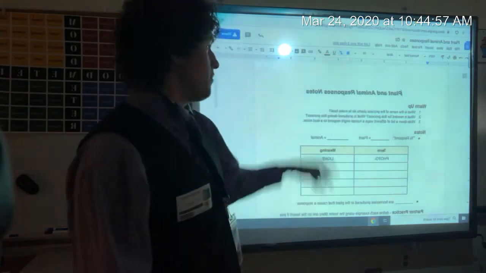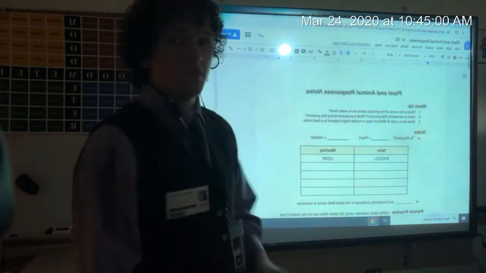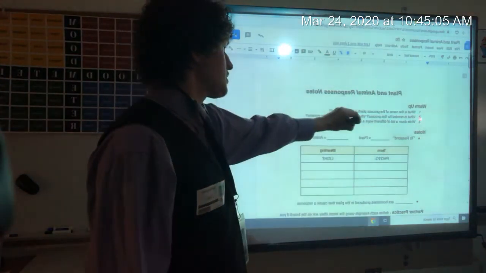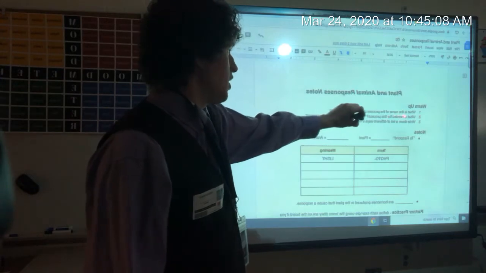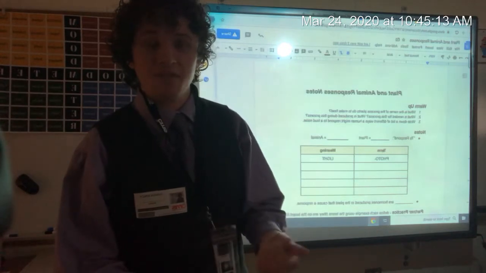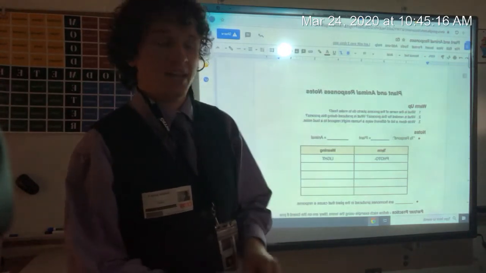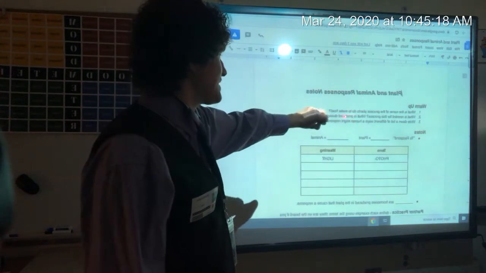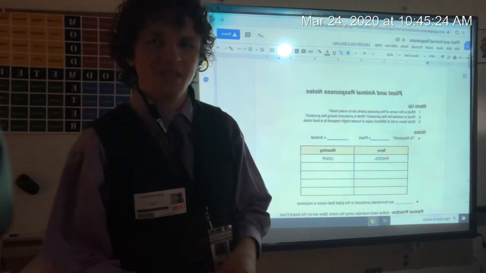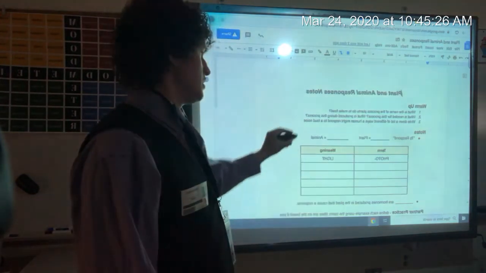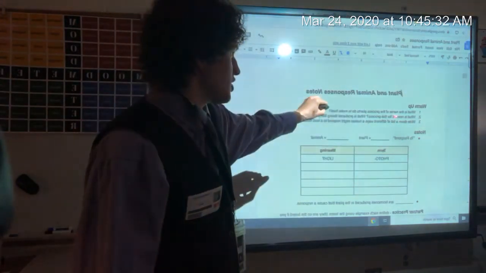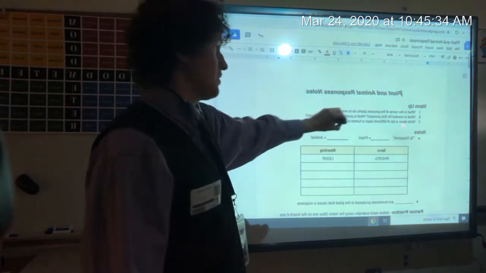So what is the name of the process plants do to make food? That would be photosynthesis. And then we have number 2. What is needed for this process? You have carbon dioxide, you have your water, and your sunlight. So what is produced during this process? That would be your sugar and your oxygen. And if you look last week, this side is your reactants and this is your products.